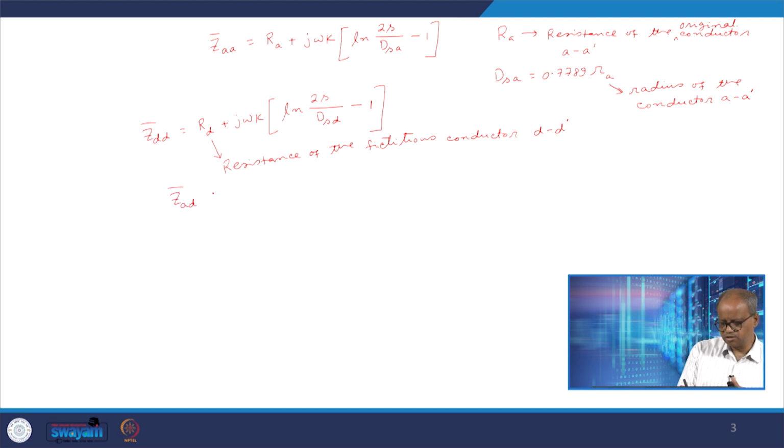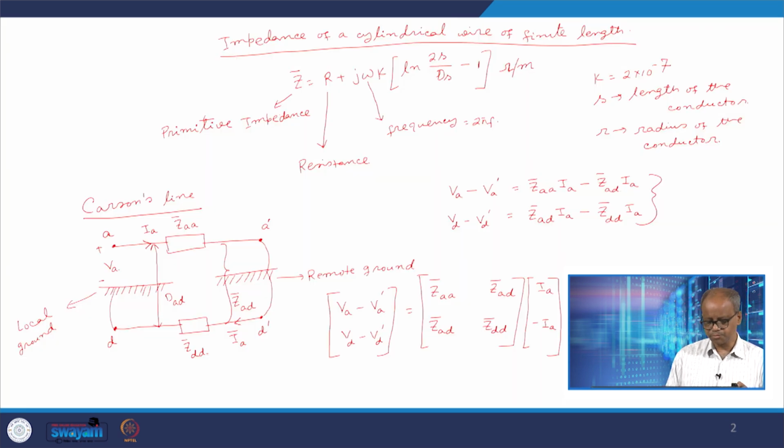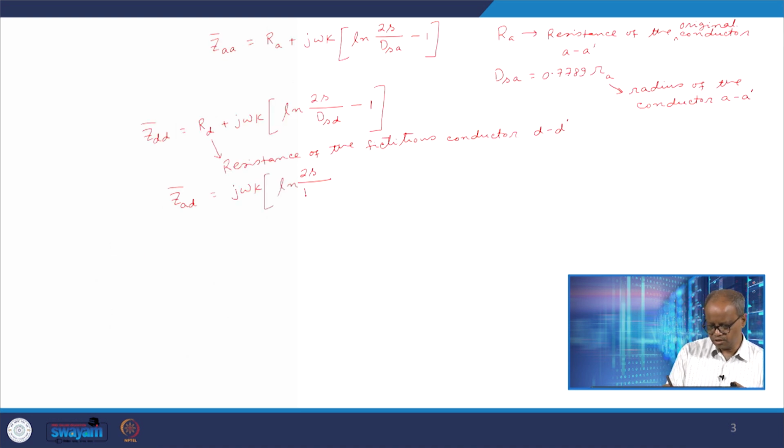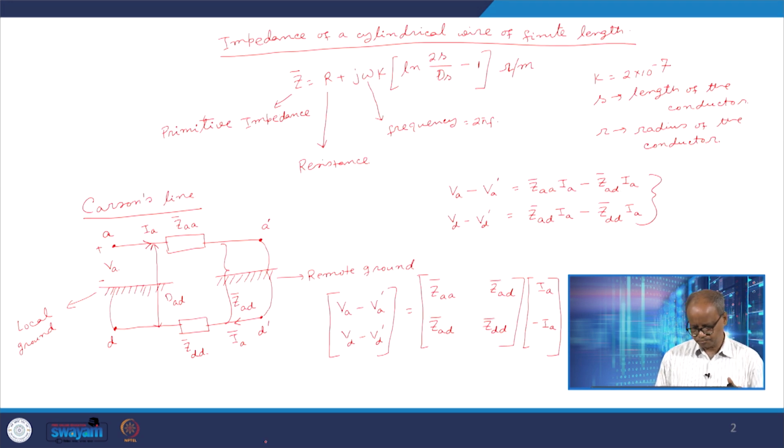And then what would be ZAD? This is just due to the mutual inductance, so obviously it will have no resistive component. So, then therefore, it will be j omega k log twice S divided by the distance between these two fictitious conductors. So, it would be DAD minus 1, right.